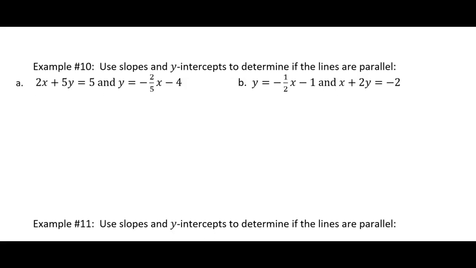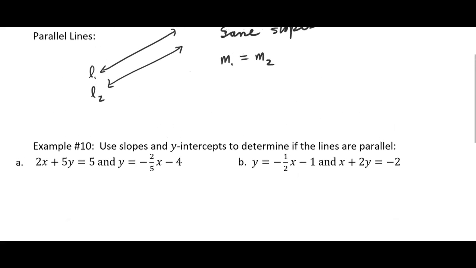So example 10 says, use slopes and y-intercepts to determine if the lines are parallel. So what you have to do is know the slopes and the y-intercepts. We'll talk about the y-intercept in a minute. Well, let's talk about it now. If I have line 1 and line 2 here on my graphing system, you can see that their y-intercepts are different, right? So if they have the same slope but different y-intercepts, then they're parallel lines.